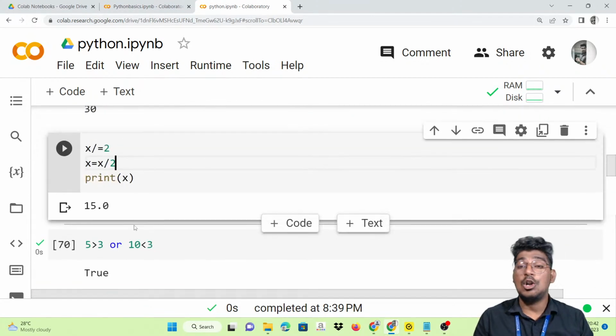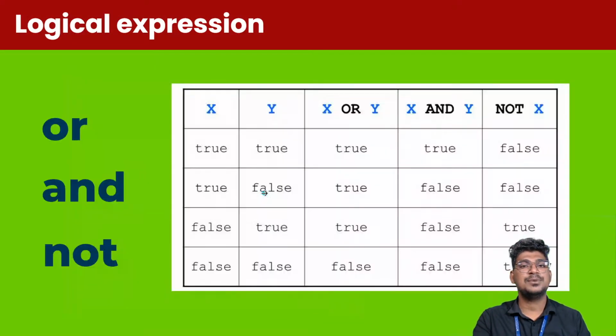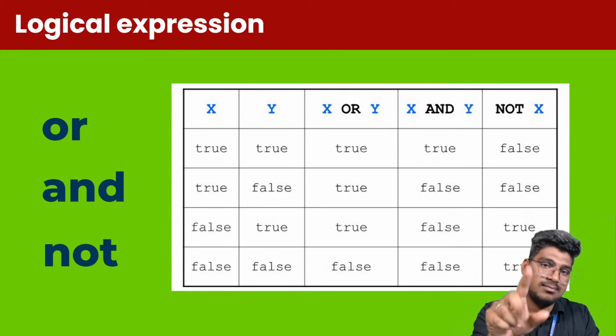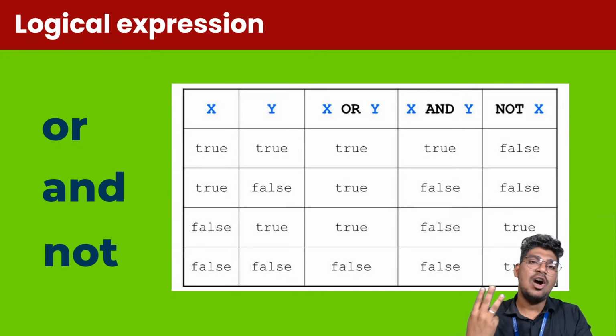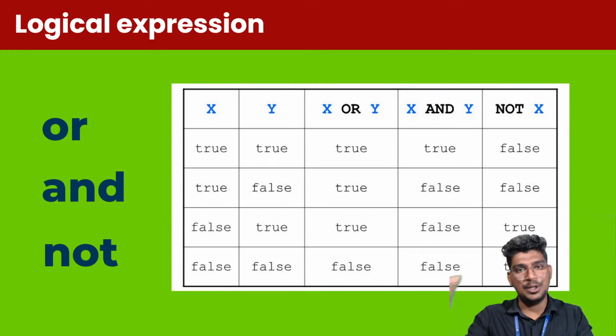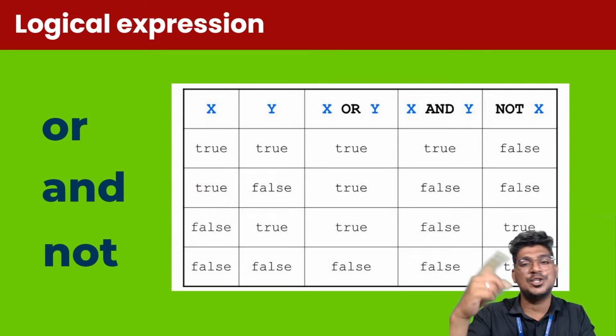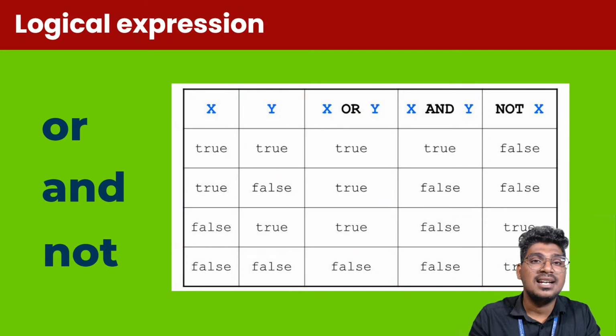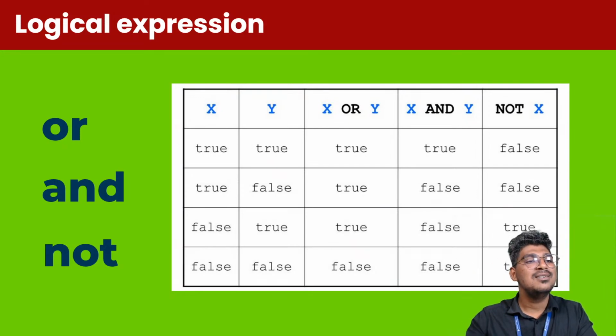Then logical expressions, I will tell you how to do that. Logical expressions. Here, for an example, two conditions are true. There are three operators: or, and, and not. Here, or in the sense, if both the conditions are true, that will be true. If at least one condition is true, that will be true. That is or. What about and? If one condition is false, the output will be false. If both the conditions are true, that will be true.